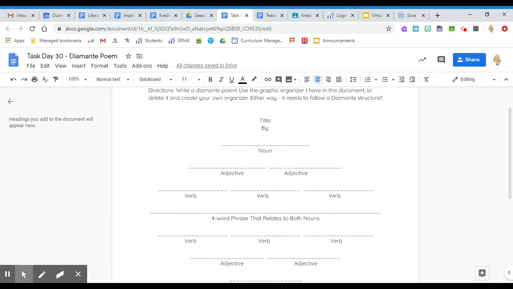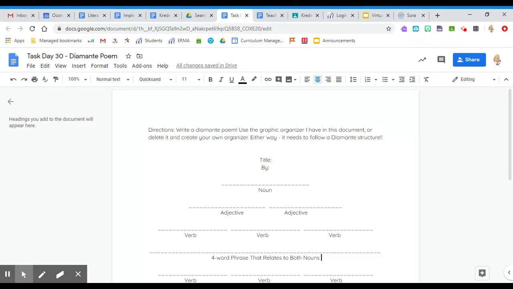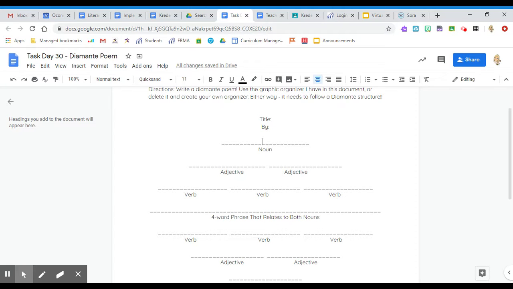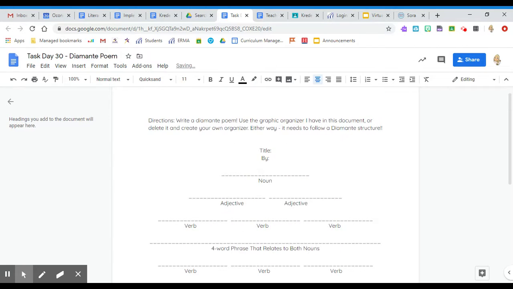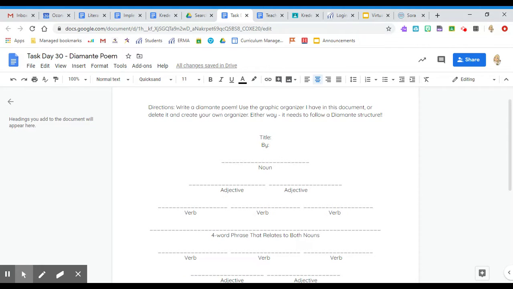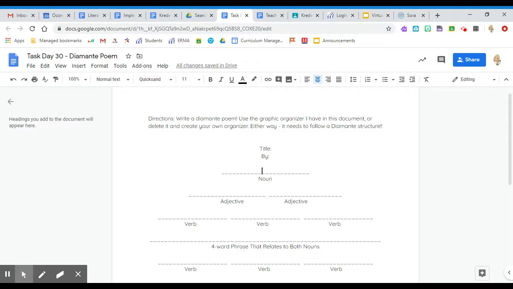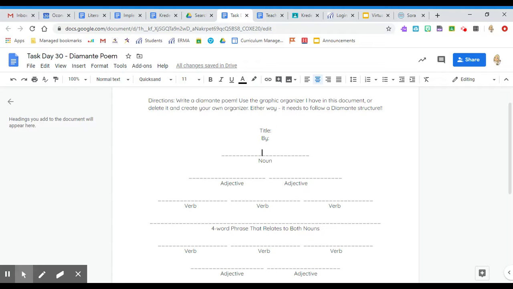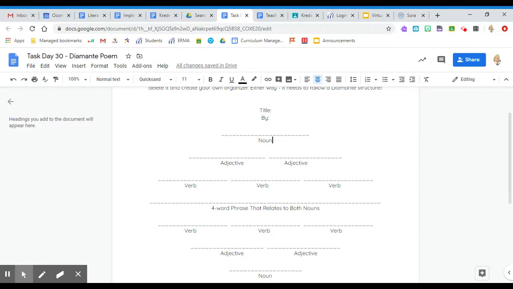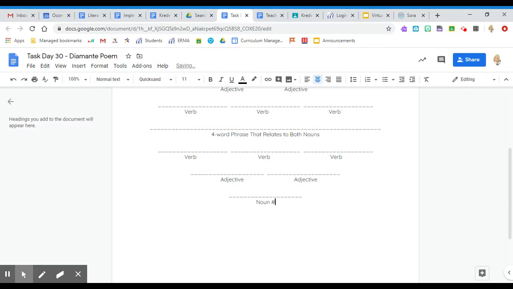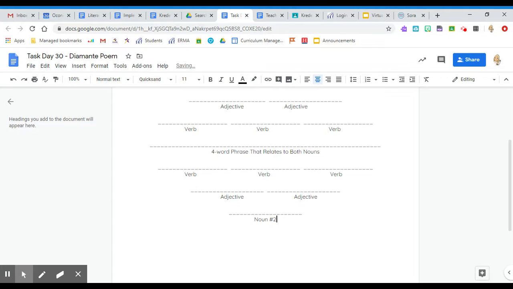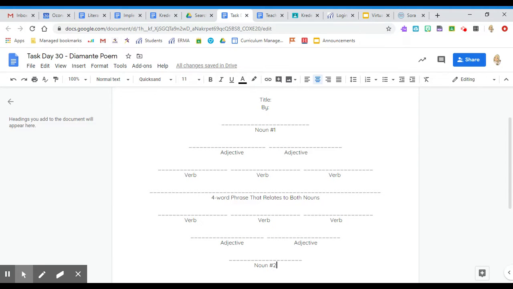Your task for today is to write a Diamante poem. I put in a graphic organizer. You should be able to type right on these lines. But I know some of you don't like the way that looks, and you like to create your own. If you would like to delete this, that's fine. I thought it would be a good place for you to start. If you do end up deleting the diamond shape I put in there, you still need to follow a Diamante structure. You just don't have to use this if you feel like you know what you're doing. This is noun number 1. This is your noun number 2. These relate to number 2. These relate to number 1. These relate to both.